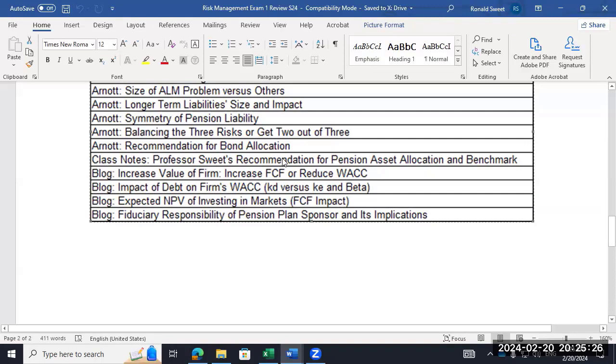What's my recommendation? Focus on one risk. The only one that matters, the one that you promise the employees that you're going to do. You're going to pay their liabilities. Focus on ALM because it's the only reason.